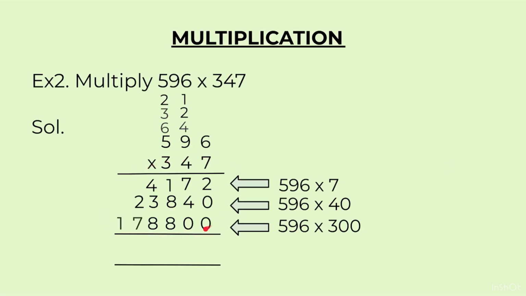Now we will add these three numbers. 2 plus 0 is 2. Then 7 plus 4, 11. 1 at the top, 1 at the bottom. 1 plus 8 gives us 18. 1 at the top, 8 at the bottom.